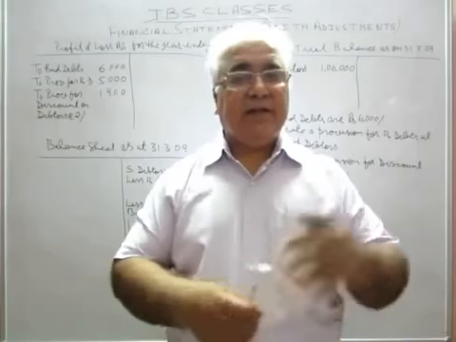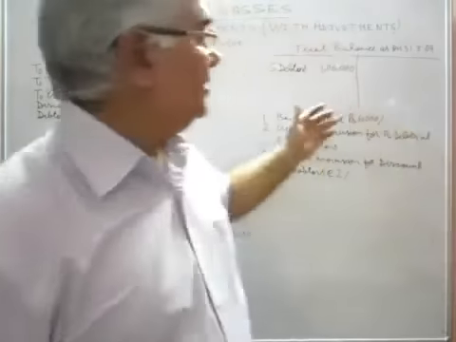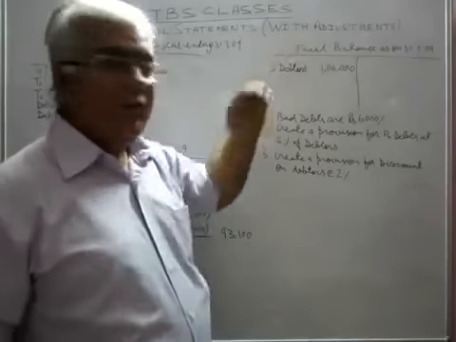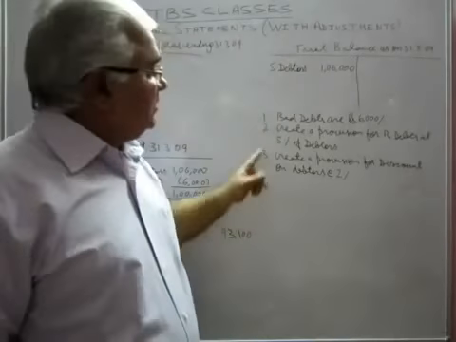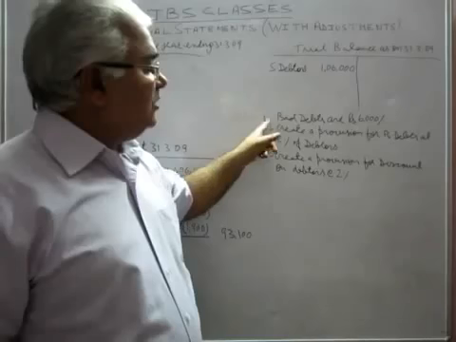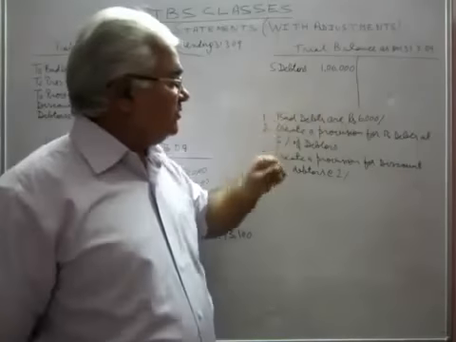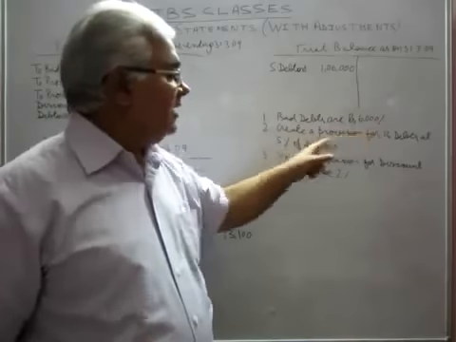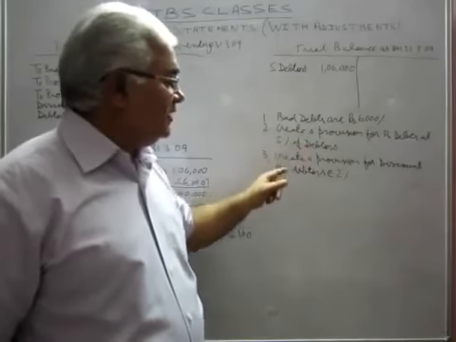Okay, let us understand the whole thing with the help of this example. Like in the trial balance, you are given sundry debtors worth 1,06,000, and in adjustments you are told that bad debts are 6,000. You are told to create a provision for bad debts at the rate of 5% of debtors.